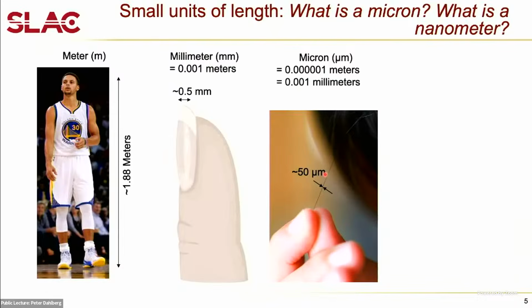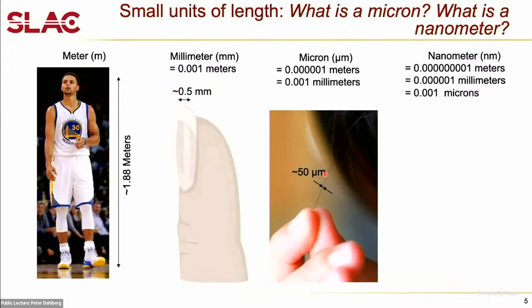And we have to go down a few more orders of magnitude and introduce the nanometer. So a nanometer is 1,000,000,000th of a meter. And now we're far beyond what we could see with our eyes. So there really is no everyday object that you might interact with that's on this length scale that you can see and sort of visualize.